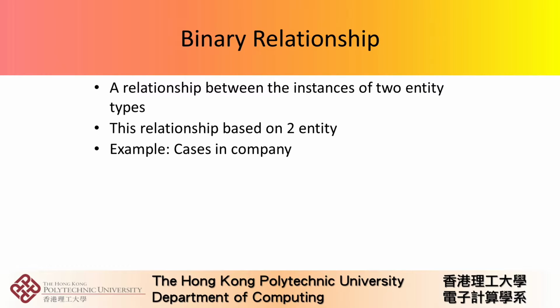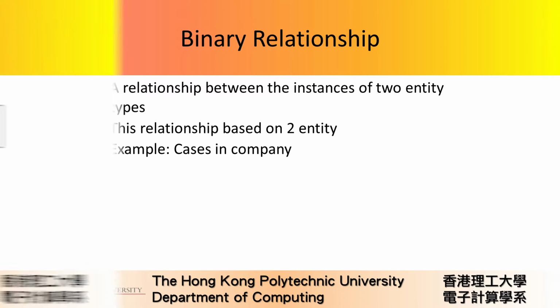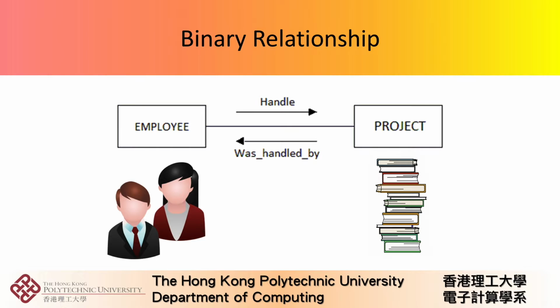A binary relationship is a relationship between the instances of two entity types. This relationship is based on two entities. We will take a case in a company. In a company, there are many employees who are responsible for, in charge of, different projects. Therefore, there should be two entities, employee and project. The relationship between these two entities should be handles or handled by.